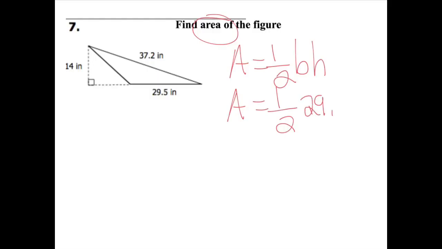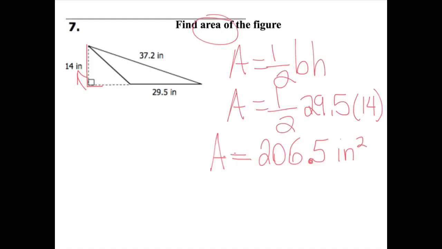29.5. And then the height, we talked about the height being perpendicular to the other side. So we go and we find our 90, here it is, and which value represents the height, and that would be 14. Let's go ahead and compute. Simplify and see what our area is going to be. 206.5 inches squared.